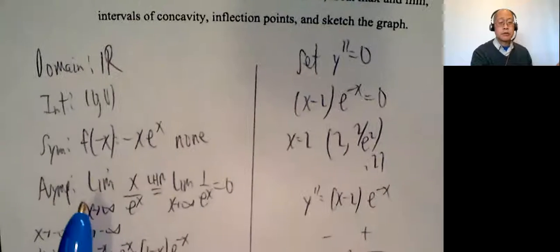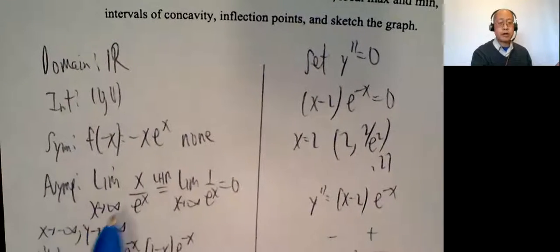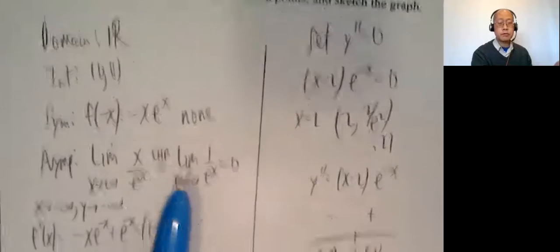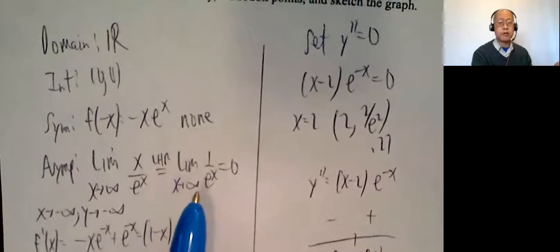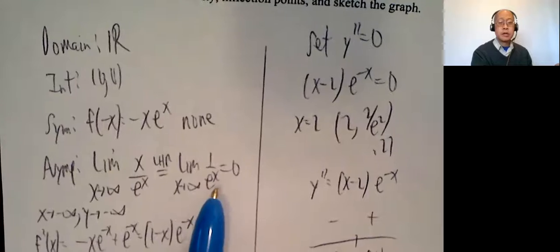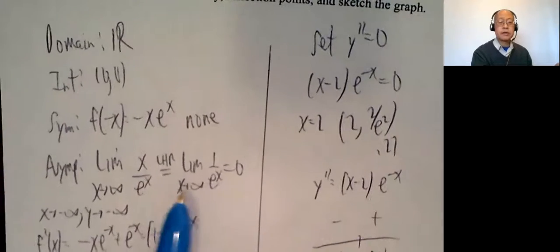Asymptotes. This is where you want to figure out the limit as x approaches infinity of x over e to the x. That's infinity over infinity. So by L'Hopital's rule, it's the same as the limit as x approaches infinity of 1 over e to the x, which is 0. So the graph approaches the x-axis, y equals 0, as x goes to infinity, as we'll see from the graph here eventually.